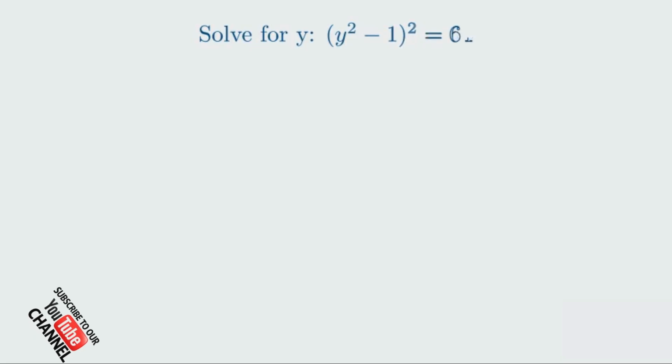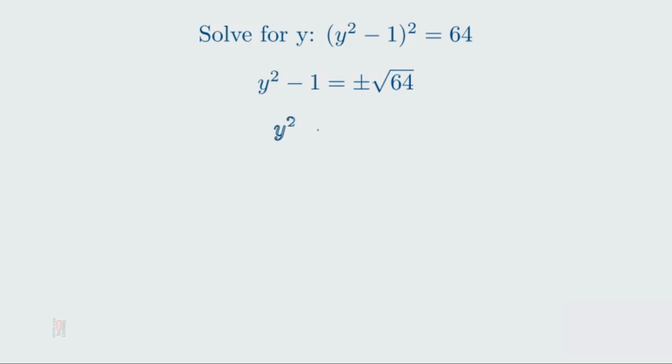Our simplified equation is the quantity y squared minus 1 squared equals 64. To get rid of the outer square, we can take the square root of both sides of the equation. This gives us y squared minus 1 equals the square root of 64. Remember, when taking the square root, we must consider both the positive and negative solutions. The square root of 64 is 8. This splits our problem into two separate cases. Let's solve them one by one. Case 1, y squared minus 1 equals positive 8. Case 2, y squared minus 1 equals negative 8.